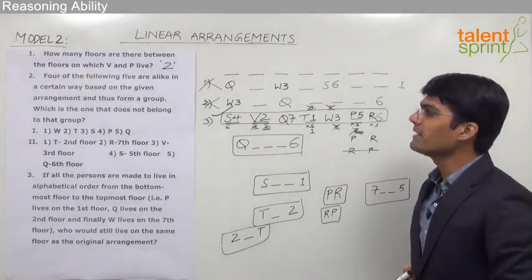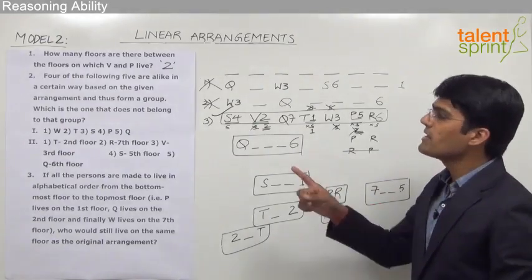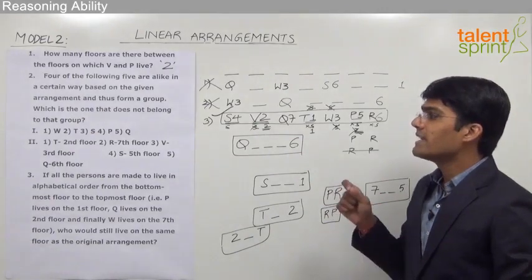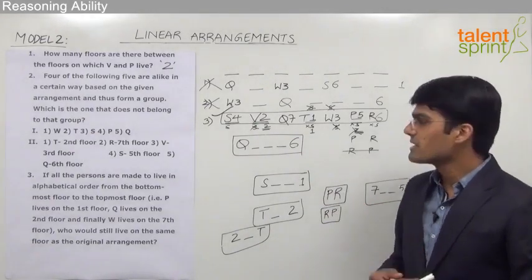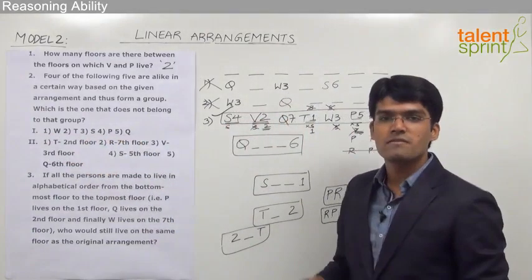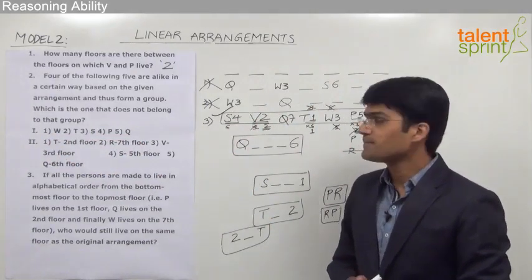The second question here is, 4 of the following 5 are alike in a certain way based on the arrangement, and thus they form a group. Which is the one that does not belong to the group? So as we can see, 5 options have been given, and out of these 5 options we need to find out the one that does not belong to the group of the remaining 4.